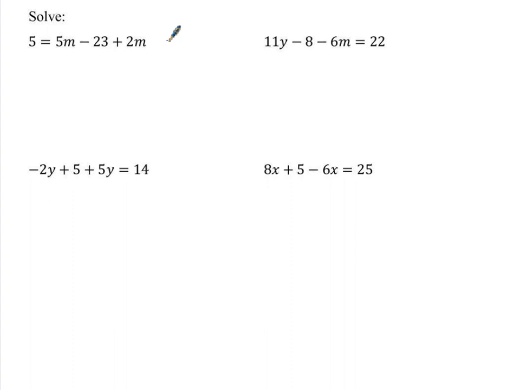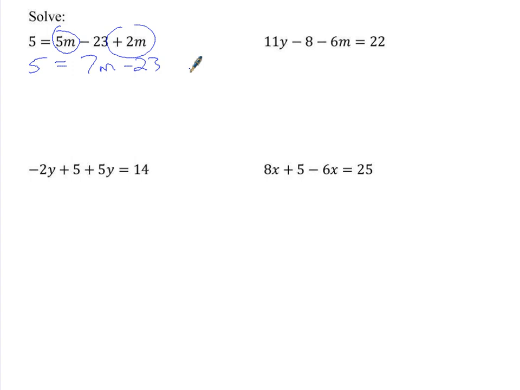Now if I take a look at the right-hand side, since there really isn't a whole lot to do with the left-hand side, is there anything I can see to make my life a little bit easier right now? Yes, combine like terms. The 5m and that positive 2m are like terms. We can combine them. What do we get when we combine them? 7m, right? That's a positive 5m and a positive 2m. Those get put together to give me a 7m. So 5 equals 7m, and then that minus 23. We didn't do anything to that, so that just sticks around.